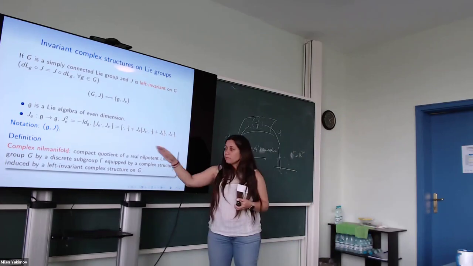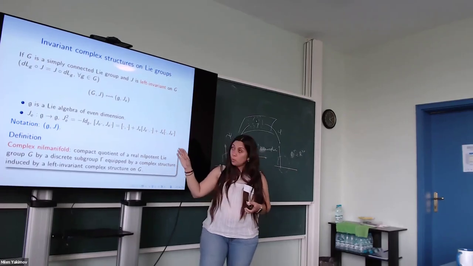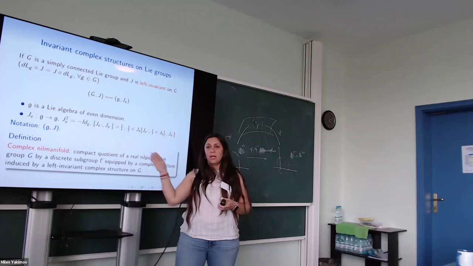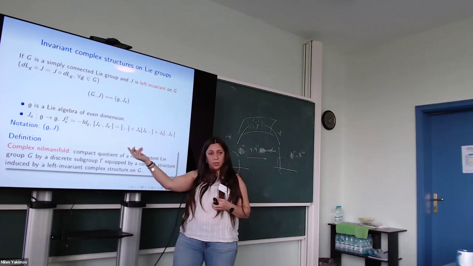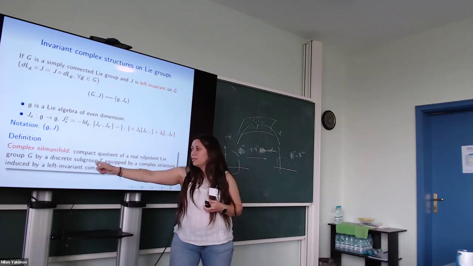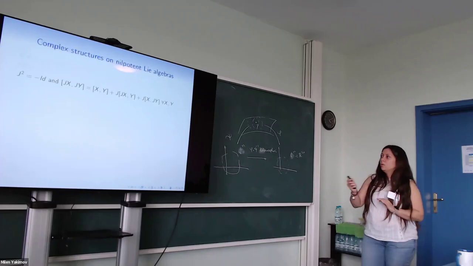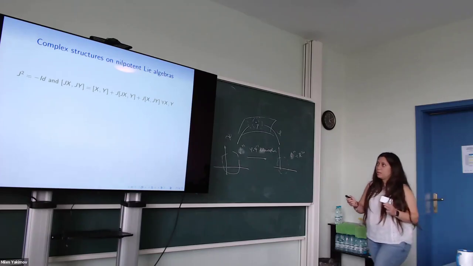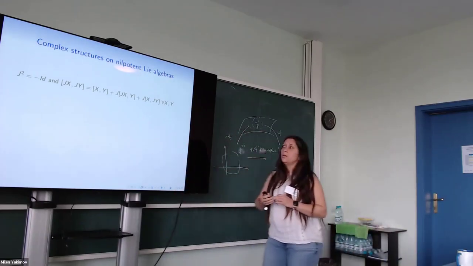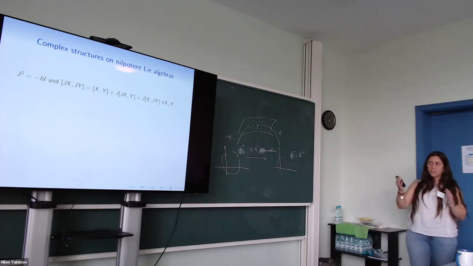So basically, we'll be working with Lie algebras which admit these quotients. I am telling you things in advance. We'll be working with Lie algebras whose Lie groups admit these discrete subgroups that make a compact quotient. So the next question is, okay, now we have a Lie algebra and we have this condition. What do we know about complex structures on nilpotent Lie algebras in general?